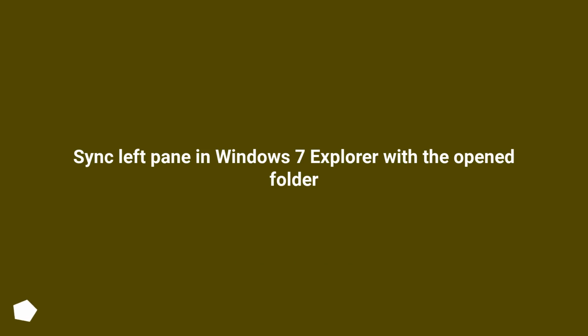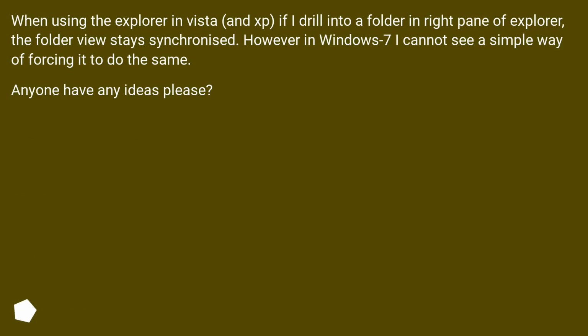Sync left pane in Windows 7 Explorer with the open folder. When using the Explorer in Vista and XP, if I drill into a folder in the right pane of Explorer, the folder view stays synchronized. However, in Windows 7 I cannot see a simple way of forcing it to do the same. Anyone have any ideas, please?